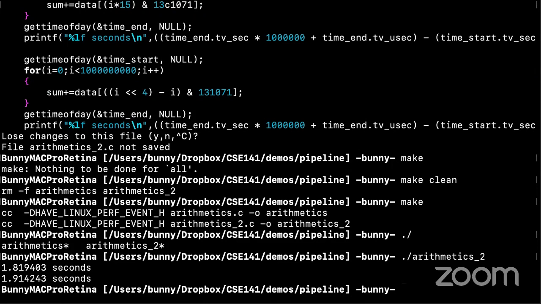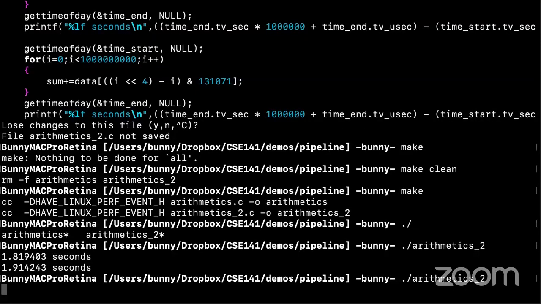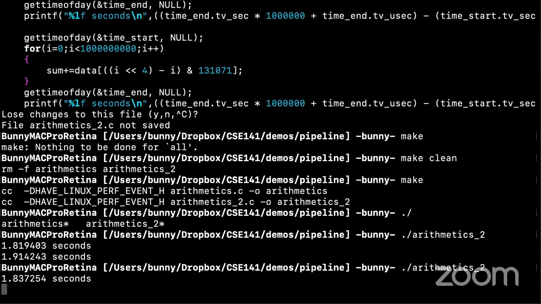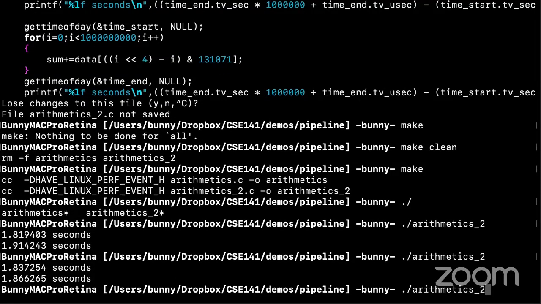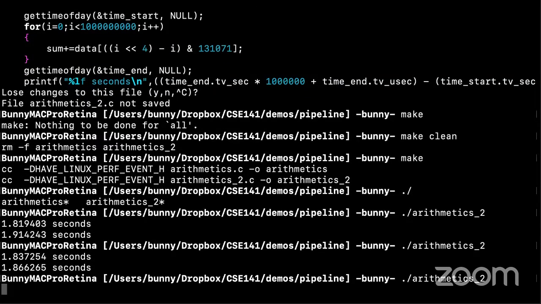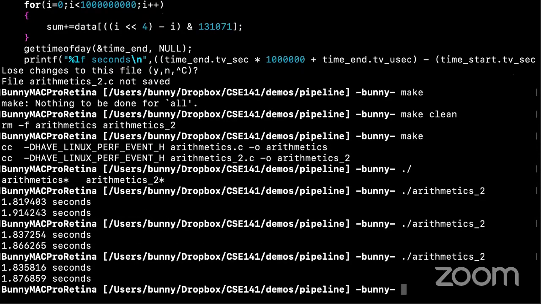Which one is faster, A or B? Is multiplication faster or is shift faster? They're actually within 10% of one another. And in fact, if you run it multiple times, you will find that using multiplication is consistently faster.